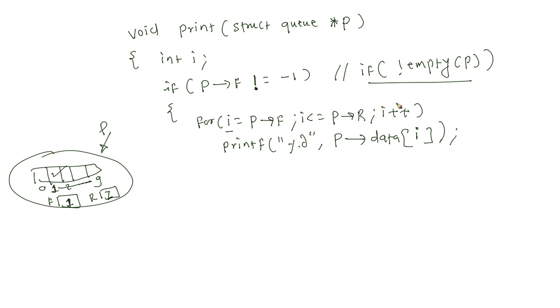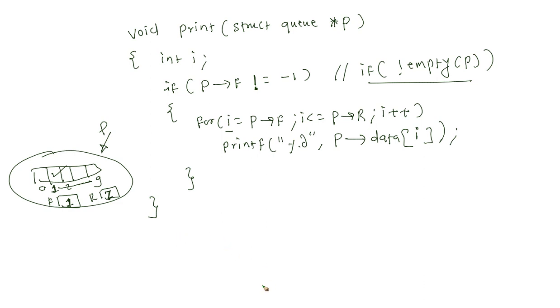We'll go up, increment I becomes 2, and then I'll check, is it less than or equal to R? Yes, 2 is less than R. Then we'll print the element at P arrow data of 2. So this loop will continue till we reach this 7. And once we print this 7, I becomes 8, and we'll quit this loop. So this is the simple loop to print the Q.